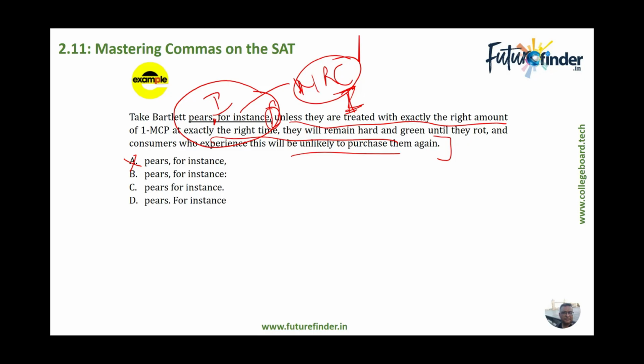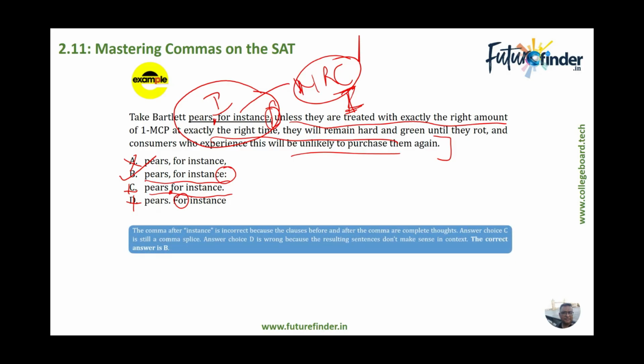Now let's take this one. Take Bartlett pears, for instance, with a colon. A colon can definitely be used after an independent clause. Looks to be okay. Bartlett pears, for instance, full stop, without a comma out here: very difficult for this one to stand, because "Take Bartlett pears, for instance" definitely needs a punctuation before that. So looks like incorrect. And "Bartlett pears, for instance", again, this is a capitalization issue. So the most probable answer is B. So we work out the SAT examples like this, going by the tips.